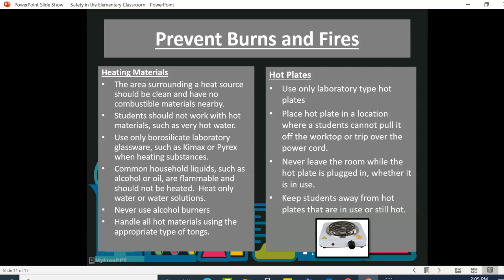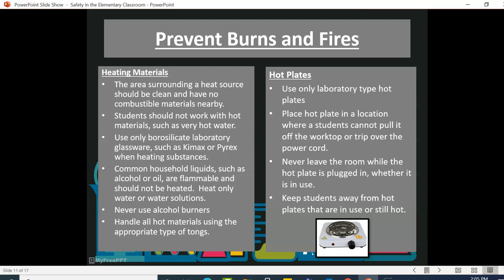Common household liquids such as alcohol or oil are flammable and should not be heated. Heat only water or water solutions. Never use alcohol burners, and handle all hot materials using the appropriate type of tongs. What about hot plates? Use only laboratory type hot plates that are sealed against major spills and minor spills.